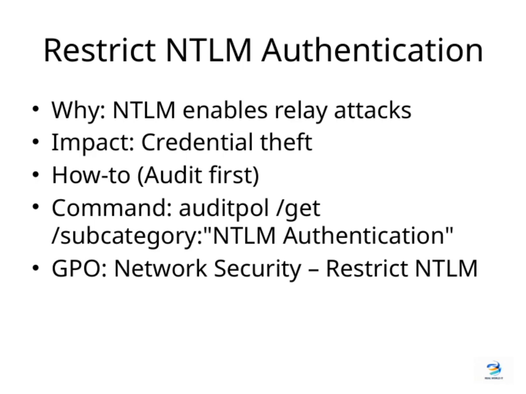Now, before we jump into fixing this, it's crucial to audit your current environment. A good starting point is running the command auditpol, authentication. This helps you see how NTLM authentication is configured in your system. From there, you want to look at your group policy settings. Specifically, navigate to Network Security and choose Restrict NTLM. Enabling the Restrict NTLM authentication setting is a vital step in reducing the risk of relay attacks. By doing so, you're limiting how NTLM is used within your network, which significantly enhances your security posture.